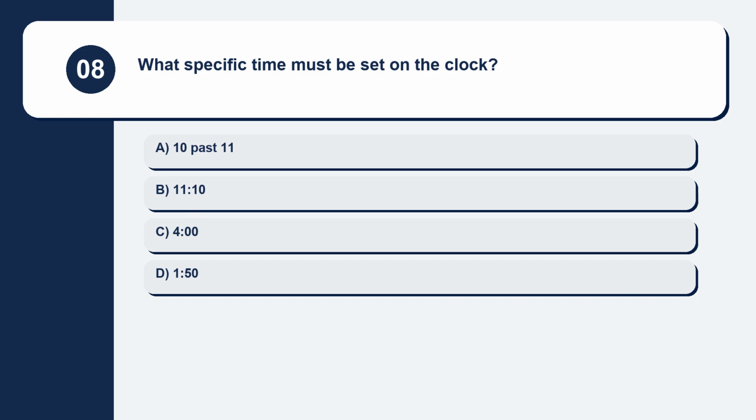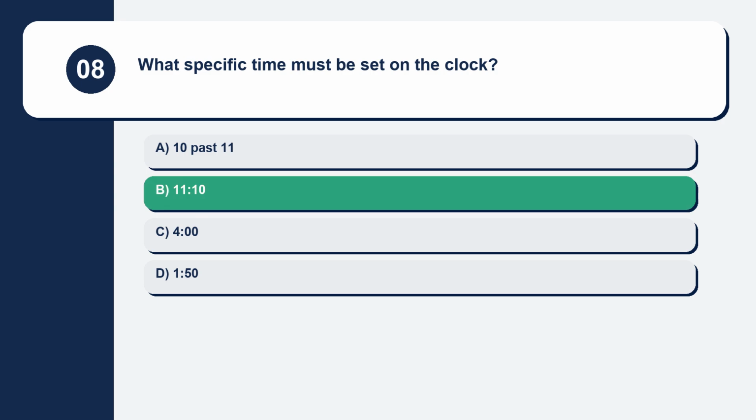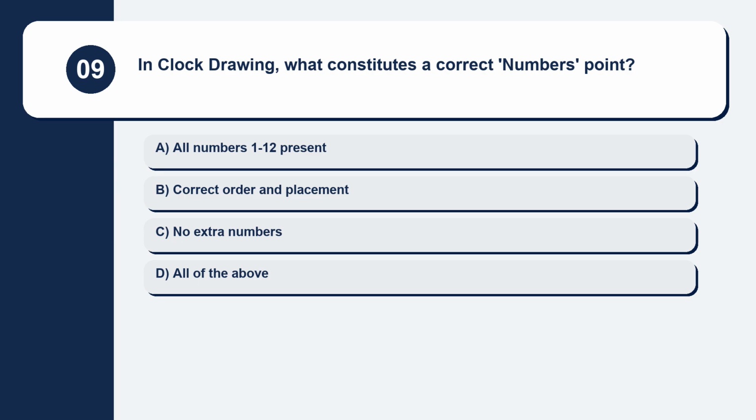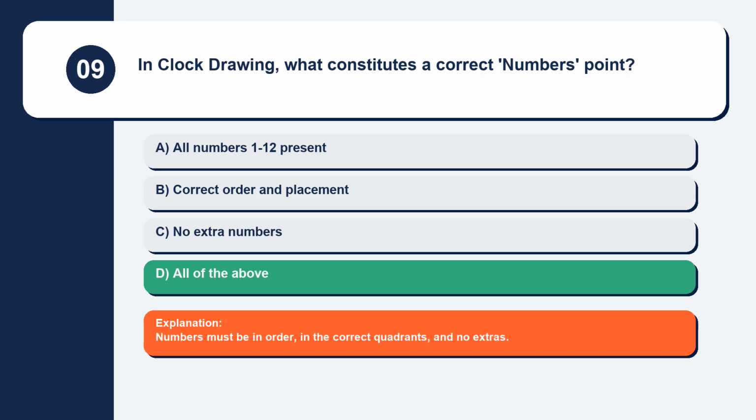Question 8. What specific time must be set on the clock? 10 past 11, 11:10. 4 o'clock. 1:50. The patient is asked to set the time to 10 past 11, 11:10. Question 9. In clock drawing, what constitutes a correct numbers point? All numbers 1 to 12 present. Correct order and placement. No extra numbers. All of the above. Numbers must be in order, in the correct quadrants, and no extras.